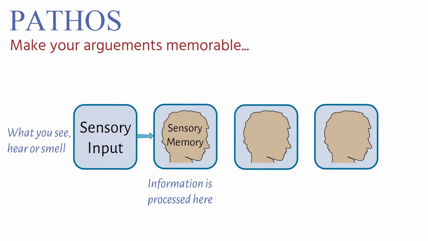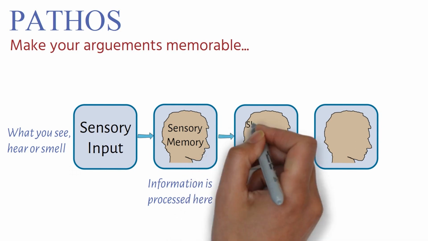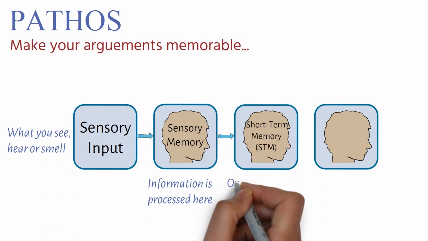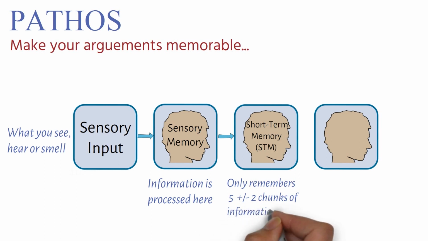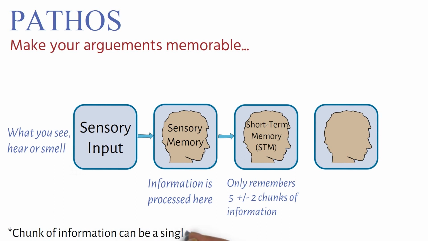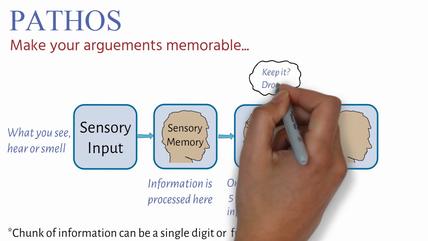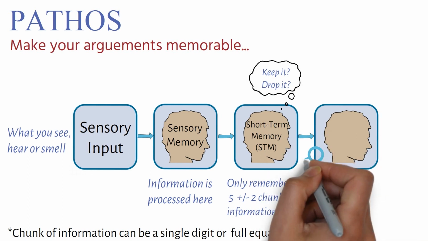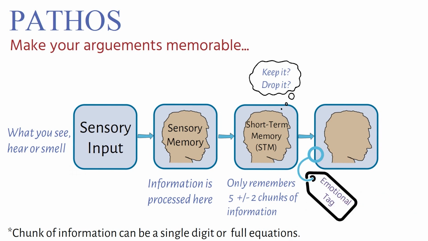And then the information that's in the sensory memory gets funneled into our short-term memory. Our short-term memory can only remember 5 plus or minus 2 chunks of information. Now, chunks of information can be a single digit, or they can be full equations. It's however we've trained ourselves to remember things. When these chunks of information come in, we have to determine whether we want to keep that information or drop it, and this is where our emotions come into play. In the amygdala, remember we talked about how it sits on top of the hippocampus, it puts an emotional tag on the memory, and that helps put it into the long-term memory.